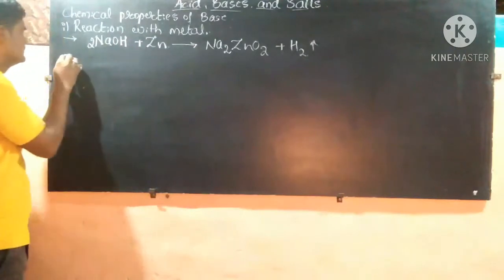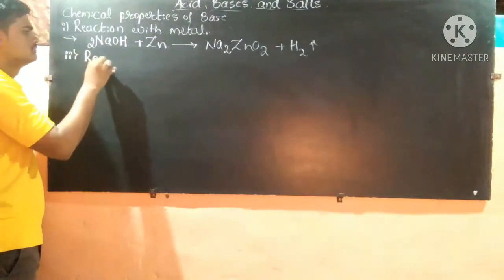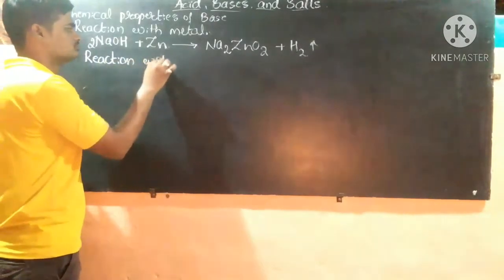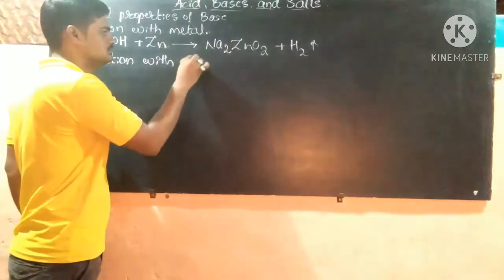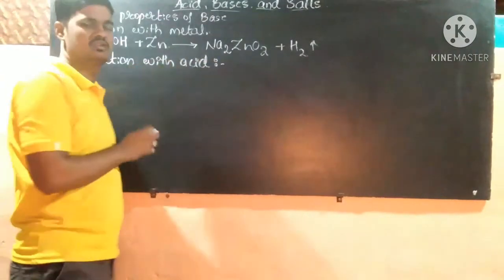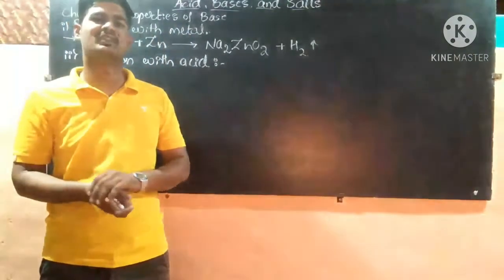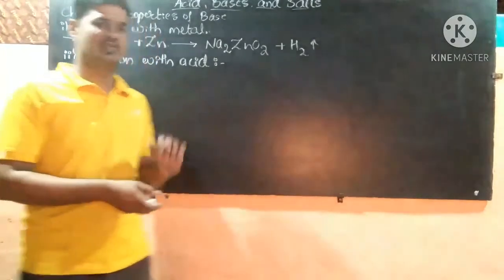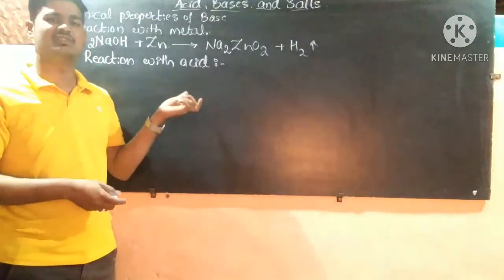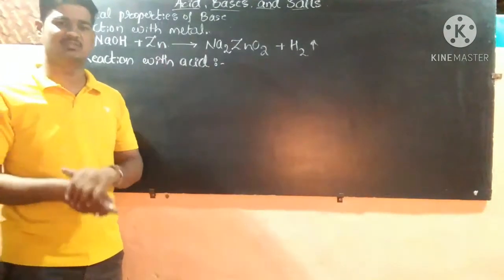So the next one is reaction with acid. The reaction of base with acid, we have studied earlier, that is the neutralization reaction. Whenever a base is treated with an acid, it is going to neutralize and produce salt and water as the products.